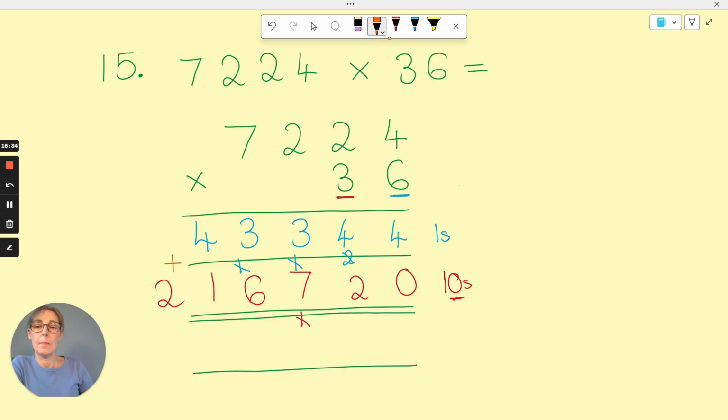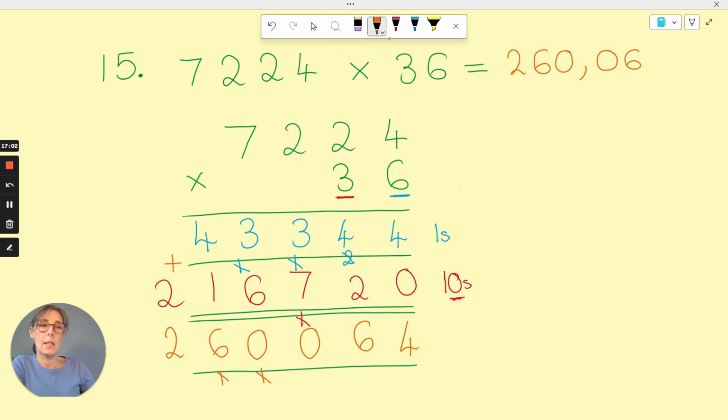Let's add them up now. 4 plus 0 is 4. 4 plus 2, 4, 5, 6. 7, 8, 9, 10. 6, 7, 8, 9, 10. 4, 5, 6, 2. So I think the answer is 260,064. Yeah, brilliant. So I'm just going to enlarge myself.